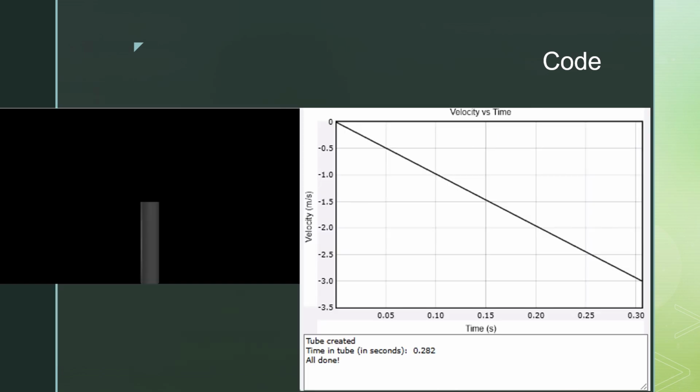A theoretical velocity-time graph would show the magnet decelerating as it falls, due to opposing magnetic forces. The simulation's time of 0.282 seconds further highlights the overestimation compared to real data, 0.18 seconds, reinforcing the need to account for real-world complexities in models.